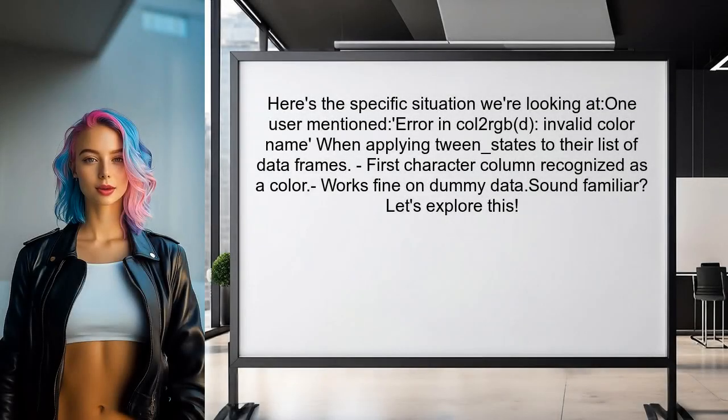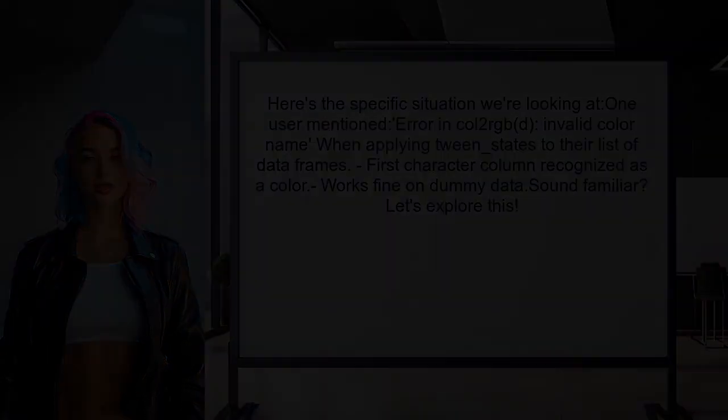Let's dive into the specific question at hand. One user mentioned that they encountered the error in col2rgb, invalid color name, when applying tween states to their list of data frames. They found that their first character column is being recognized as a color, which is causing the issue. Sound familiar? Let's explore this together.